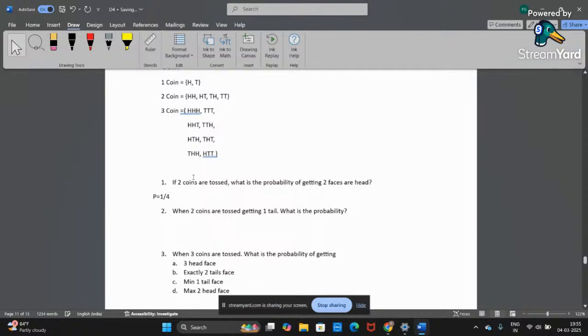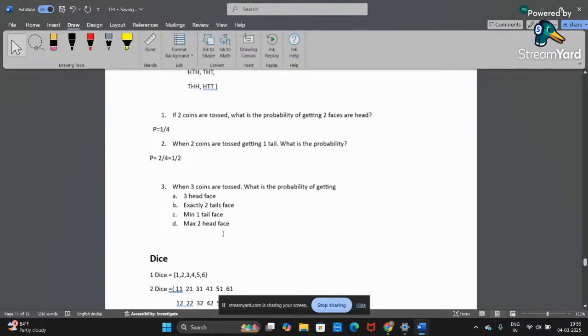When 2 coins are tossed, getting 1 tail, what is the probability? Here there is no tail, leave it out. Here we have one tail, here we have one tail, here we have two tails, but they're asking for one tail. That means only two are there, right? So P equals 2 by 4. We can further simplify this, right? 1 by 2. This is your probability. That is your answer. Now let's find the answer for third one.